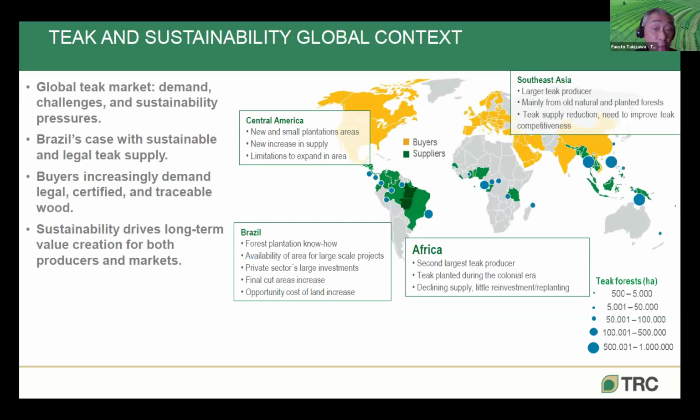On this slide, we see the global context of Teak and sustainability. The map highlights key producers and consumer regions and the pressures each faces. In Asia, which is still the largest teak producer, restrictions on its teak forests are tightening supply, making best practices in teak plantations and management more relevant. Africa, once strong with colonial era plantations, now shows decline due to little reinvestment. Central America has newer plantations, but limited land expansion.